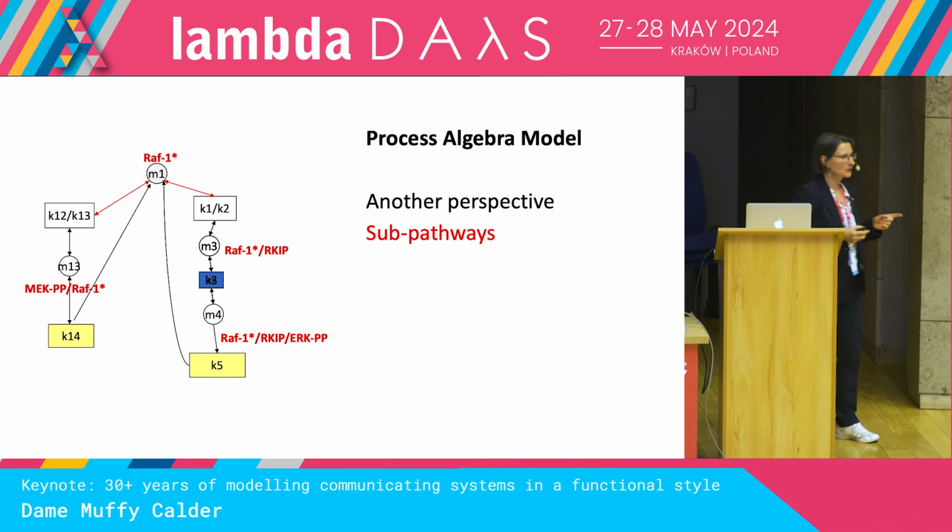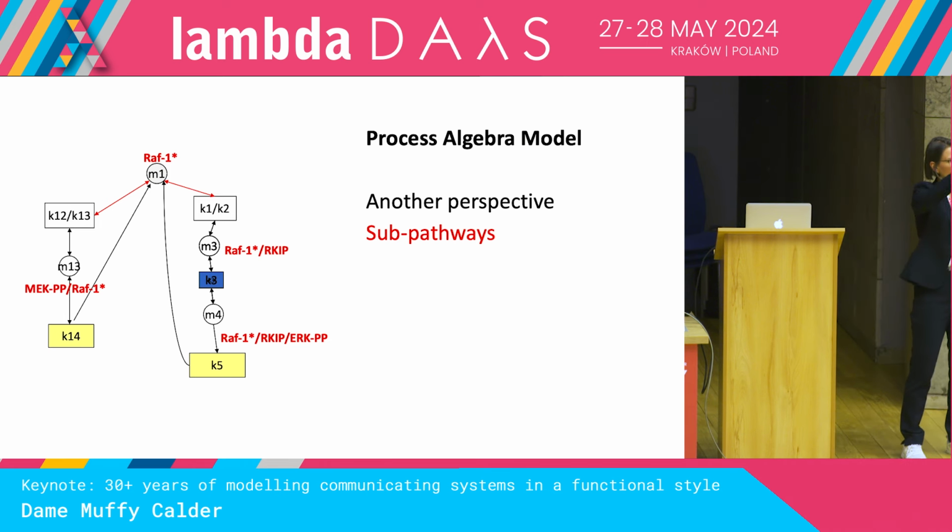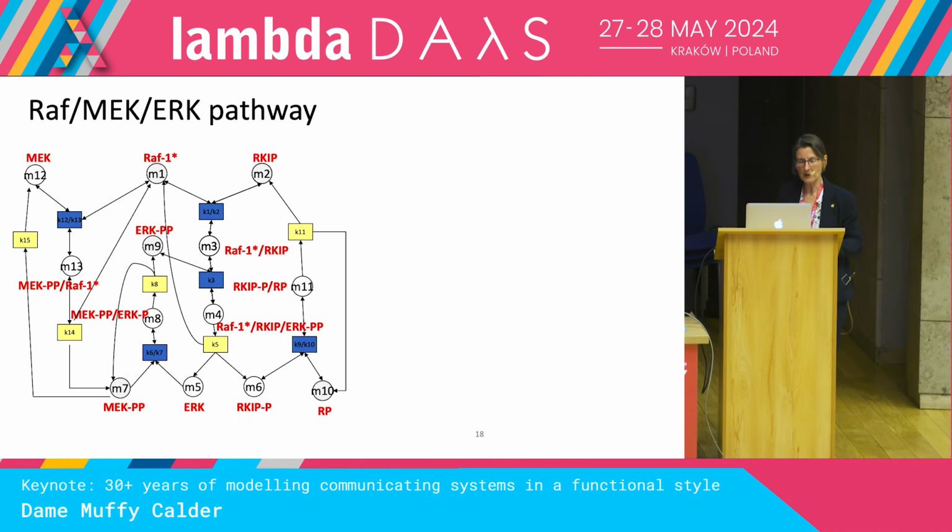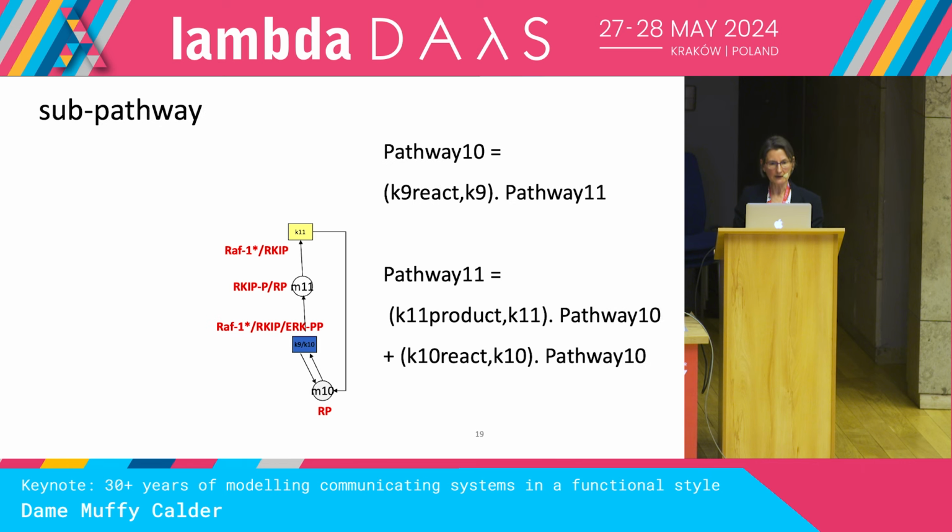Another way to look at this is to say, instead of individual processes, this is a collection of pathways. I could say there are sub-pathways. Remember, this is my original whole pathway. Here's a sub-pathway. You could say there's pathway 10 and pathway 11, originating at those two proteins. Pathway 10, from down at the bottom, can do a K9 reaction and then become pathway 11, or pathway 11 can do either a K11 or a K10, and then become pathway 10.